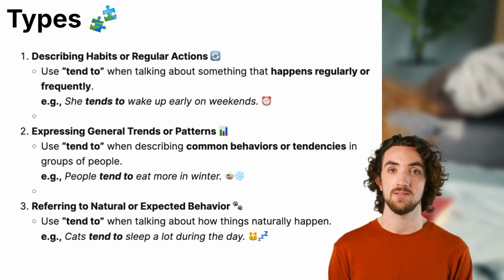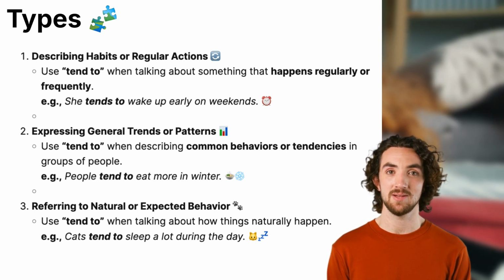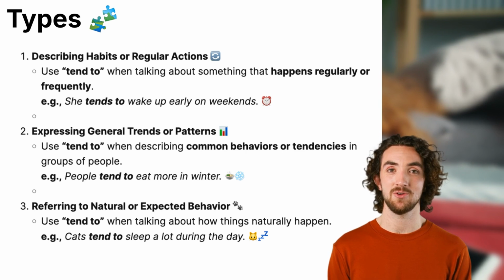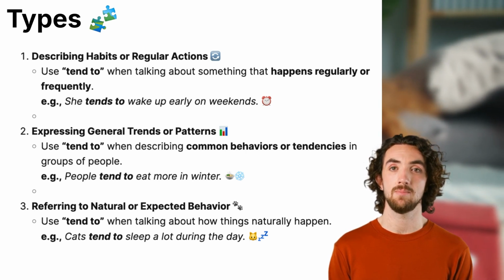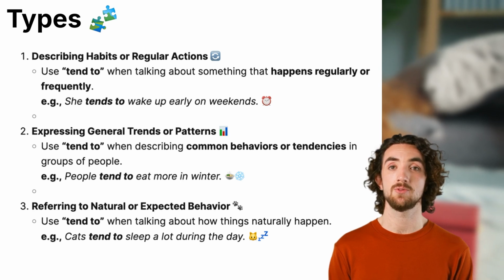More examples. Plants tend to grow better in warm climates. Dogs tend to be very loyal to their owners. If something naturally happens a certain way, tend to is the best way to describe it.